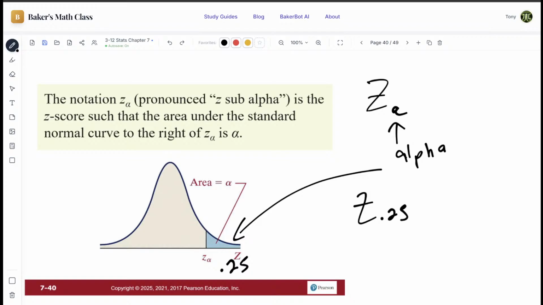Which would mean how much would be on the other side? 0.75 over there. All right, so it's 0.75 on the other side.